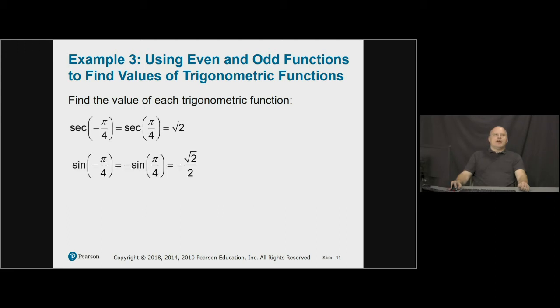And then the sine of negative pi over 4 is the opposite, because it's an odd function, of sine of pi over 4. And that's going to be negative square root of 2 over 2. You're like, why is that? Because sine of pi over 4, if you recall, is root 2 over 2. That was in our little table on a couple of slides past. And the negative just stays attached.